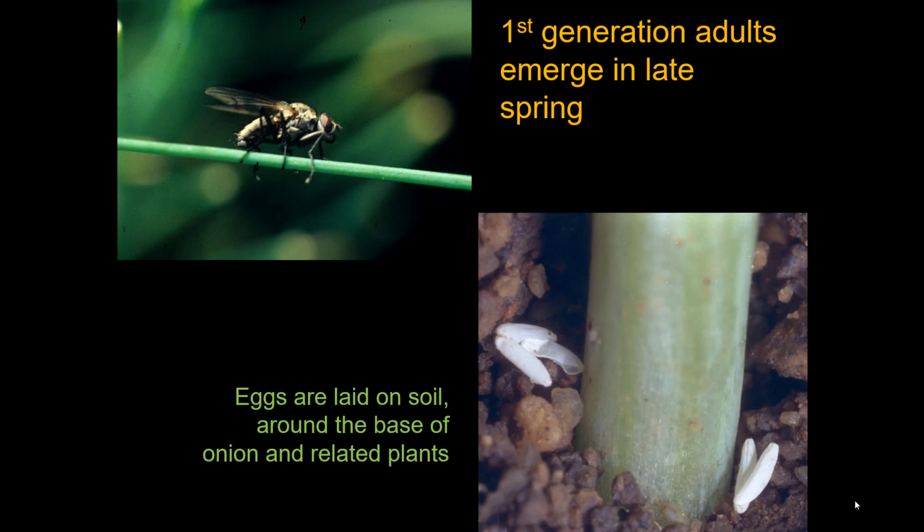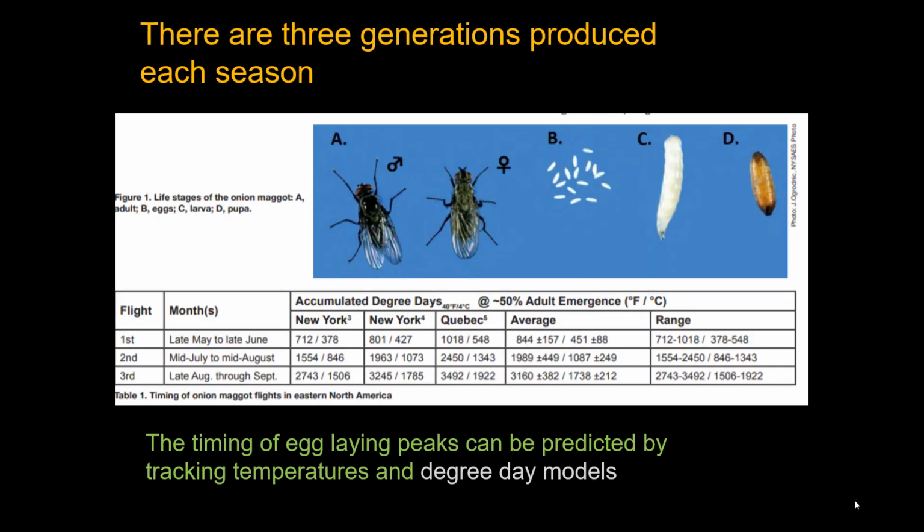It has 3 generations. The first generation's adults emerge in late spring, later than the seedcorn maggot, and the flies will try to find a host, and it has to be some allium, some onion or relative, and they lay their eggs on the soil around the base of these plants, these host plants. The eggs then hatch, the larvae then go in, and then develop in the base of the plant.